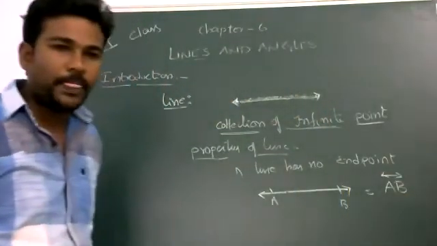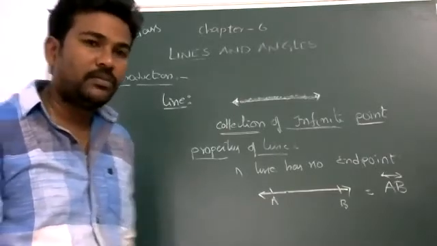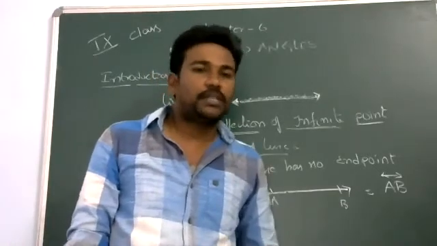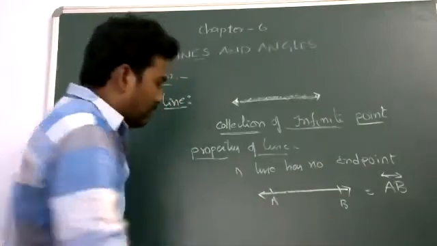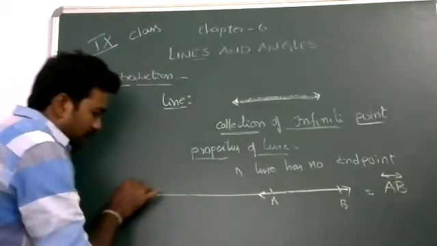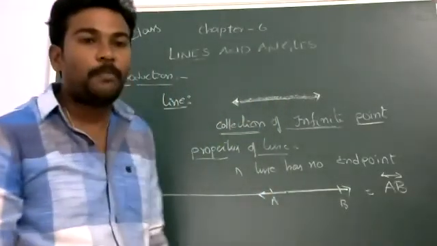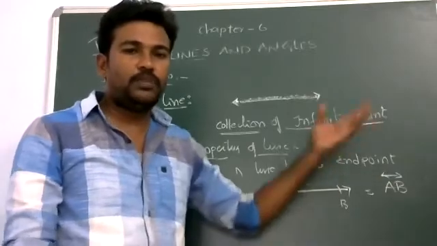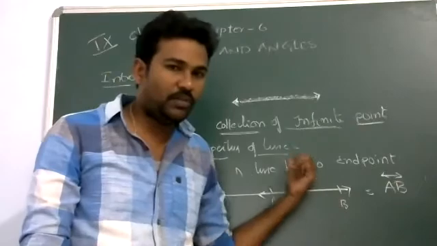Is it clear? And a line has no definite length. There is no particular size of the length. Why? Because a line can be extended on both ends. Suppose you take it up to here only, I can extend this side infinitely, and this side also infinitely. That's why a line has no limit. You can extend it up to wherever you want. So this is about the line.